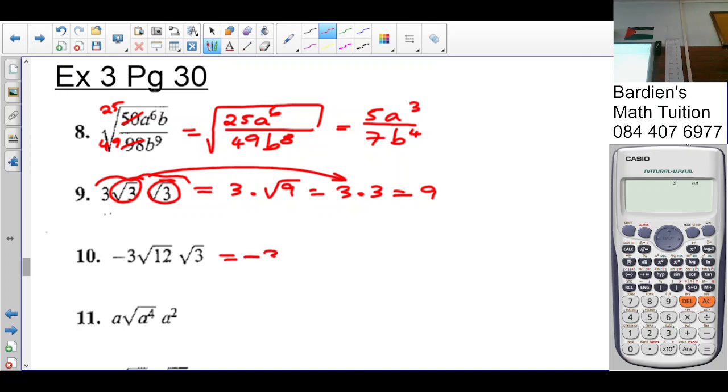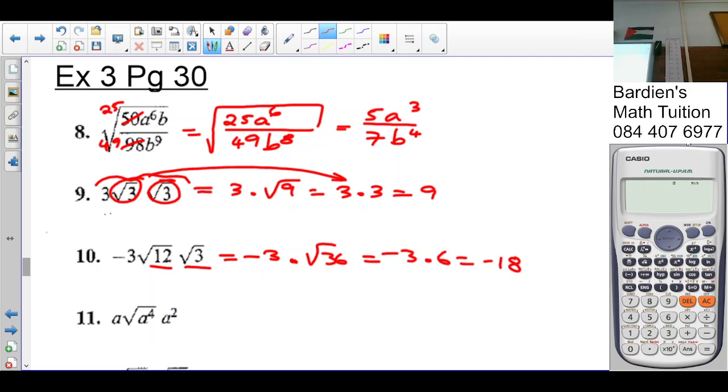So here we got negative 3 times. What's the square root of 12 times the square root of 3? Square root of 12 times the square root of 3. 6. How you get 6? Or 36. Nice. Square root of 36. What's the square root of 36? 6. So it's negative 3 times 6, which is negative. Any problems here?